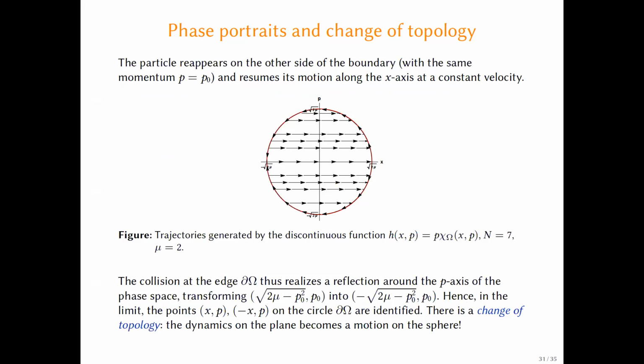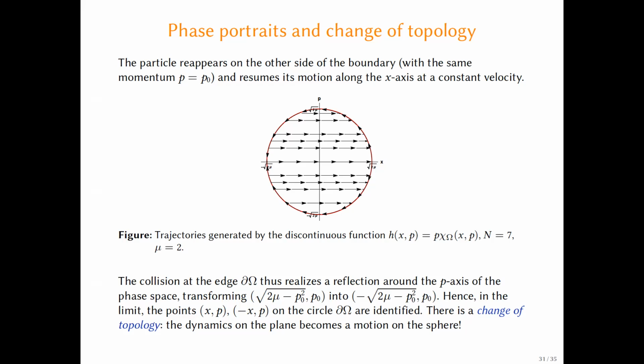So this is exactly what I said. It's an explanation. What happens is that these dynamics, in a sense, realize an identification of this point with the point here. The collision at the edge realizes a reflection on this axis, and so in the limit we observe a change of topology. A motion on a plane becomes a motion on a sphere.